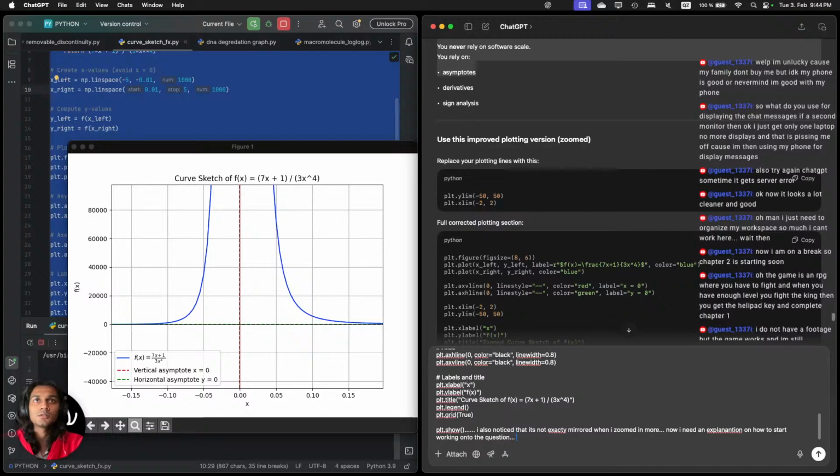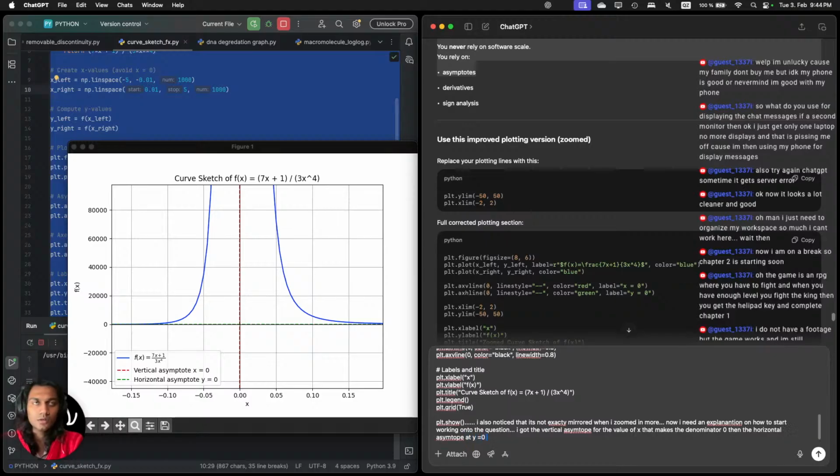Working onto the question, and an explanation on how to start working with this. Come on, brain. Come on. What were you thinking? I got the vertical asymptote for the value of x that makes the denominator 0, then the horizontal asymptote at y equals 0.